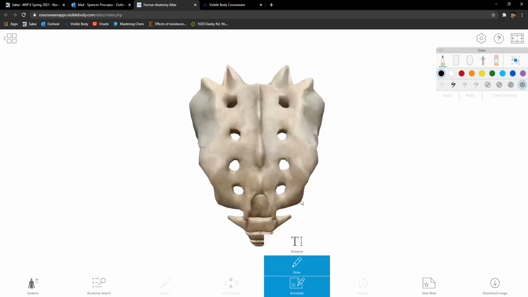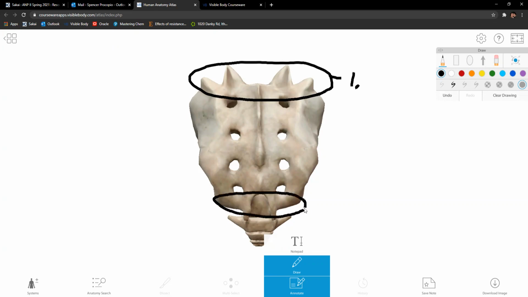So today we're going to be looking at the sacrum and the coccyx. Not super complicated, not a ton of landmarks to know, but make sure you guys have these down pat. So beginning with number one, we're going to start with this region right here, right at the top. That'll be number one. Then number two is going to be on the opposite side, on the bottom, this region right there. That'll be number two.